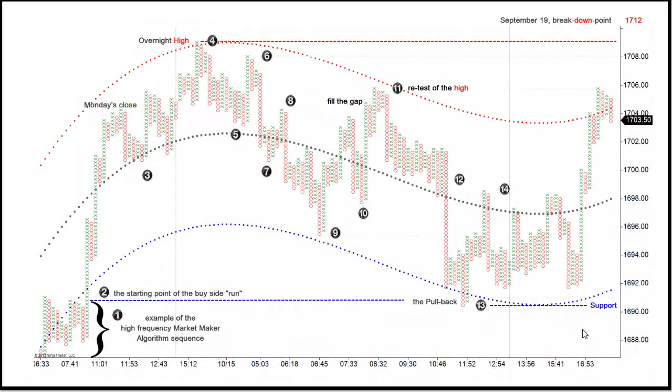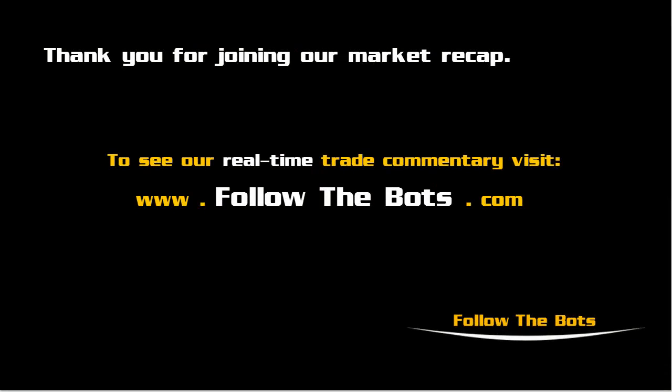Coming into Wednesday's session, S&P futures has found support at 1690. Resistance is currently located up at the overnight high at 1709. The key resistance level is the September 19th breakdown point at 1712. That concludes our daily recap for the S&P 500 E-mini.